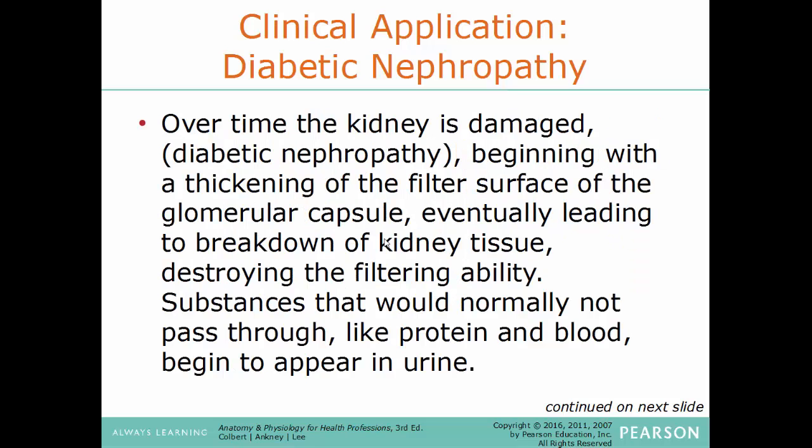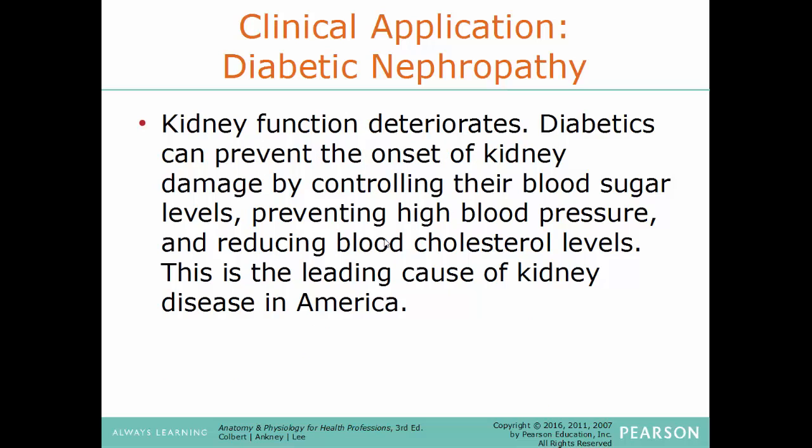Over time, the kidney is going to be damaged, diabetic nephropathy, beginning with the thickening of the filter surface of the glomerular capsule, which will eventually lead to the breakdown of kidney tissue, which will eventually destroy the filtering ability. So substances that would normally not pass through, like blood and protein, begin to appear in urine when they shouldn't. Now the kidney function will continue to deteriorate. Diabetics can prevent the onset of this type of kidney damage by controlling their blood sugar levels, also by preventing high blood pressure and reducing the blood cholesterol levels. It's the leading cause of kidney disease in America.